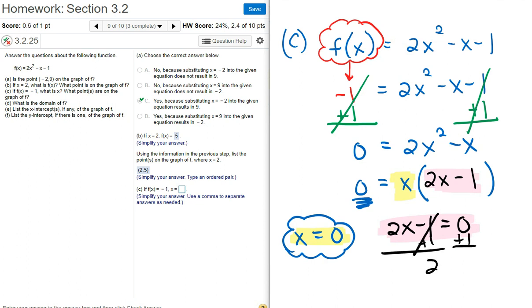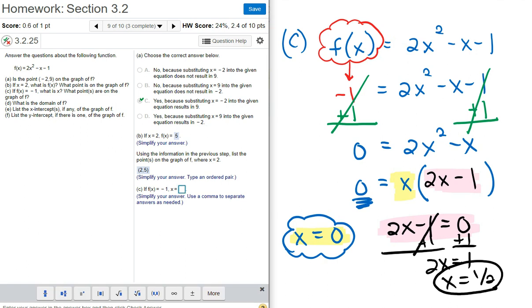Okay. And then this one, I would have to add 1 to both sides. That cancels. I get 2x is equal to 1. Divide by 2, and you get x is 1/2. So, let's see. If f of x equals negative 1, x is equal to blank. Use a comma to separate your answers. It was 0, comma, 1/2.